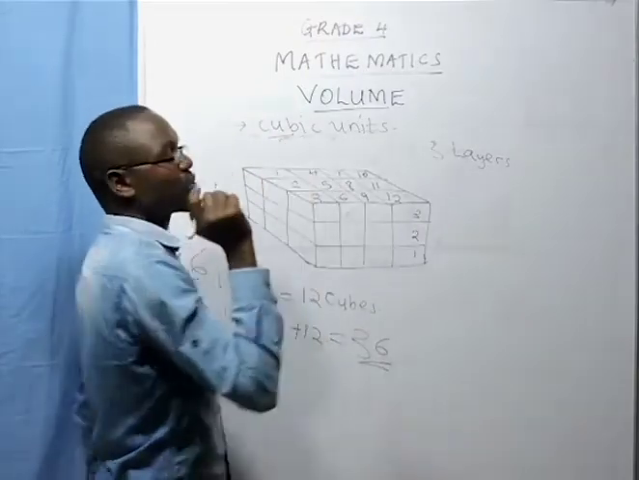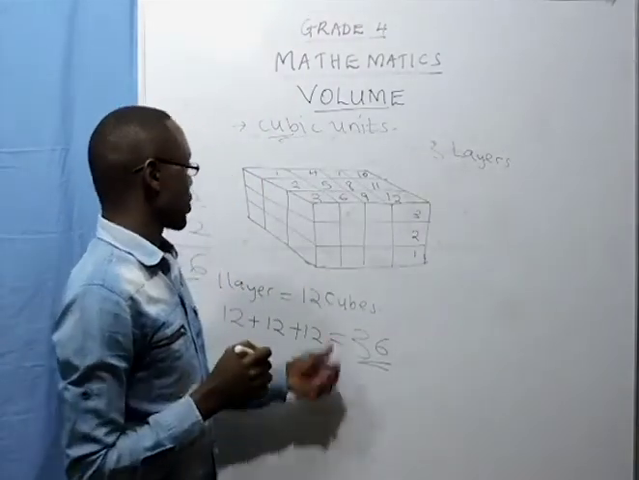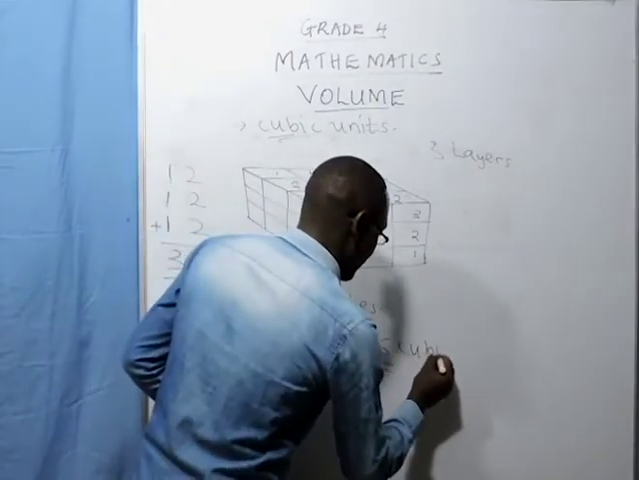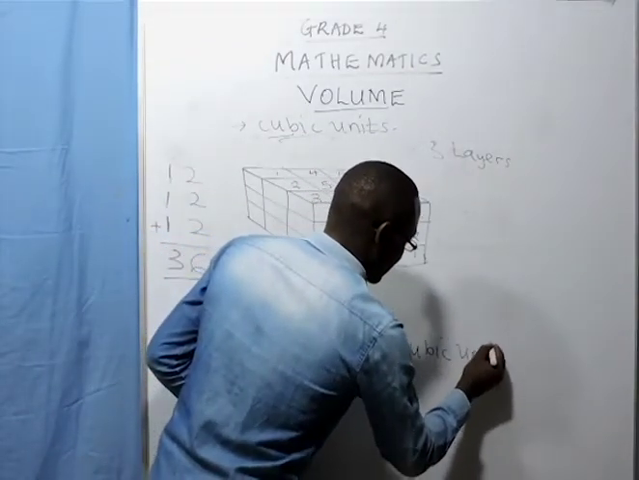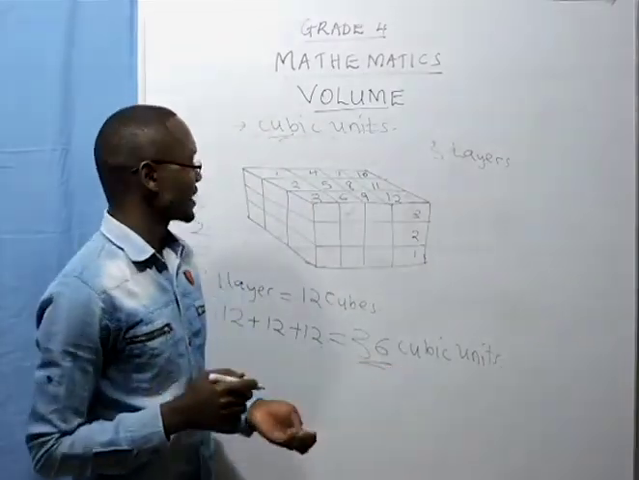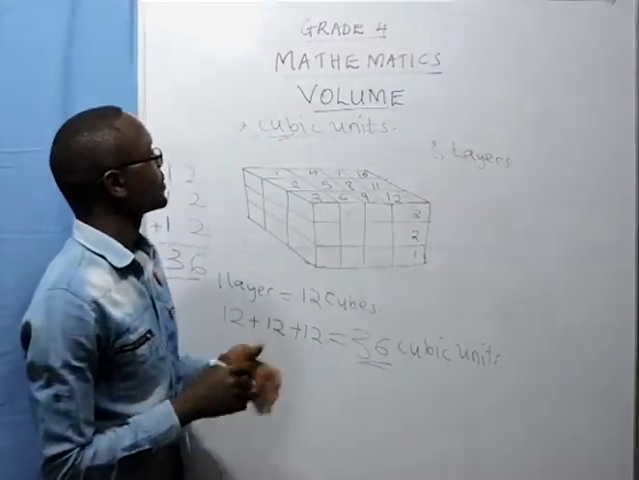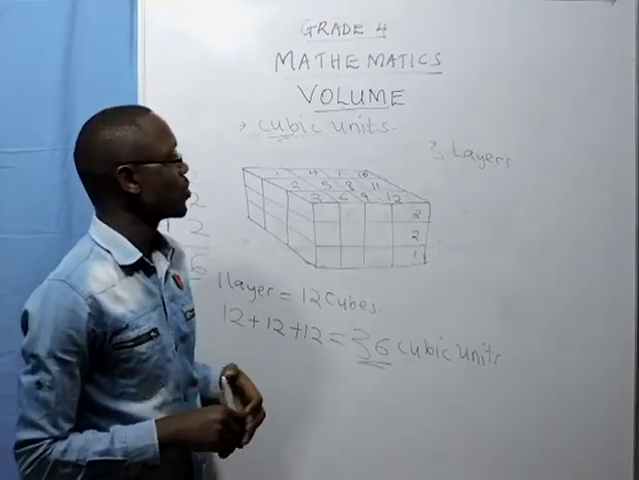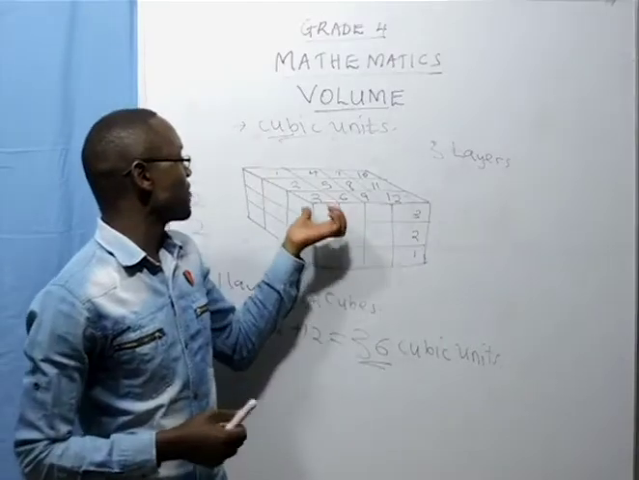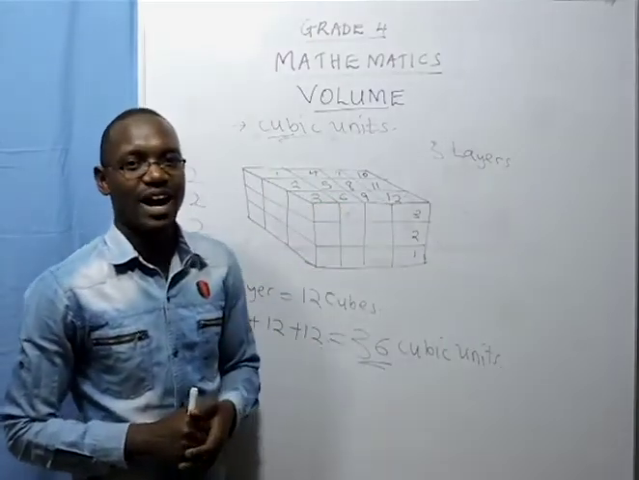Volume is given in cubic units. Why cubic? Because we are counting the number of cubes. So the volume of this cuboid will be 36 cubic units, meaning it has 36 cubes. So that is how we calculate the volume of cubes and cuboids through piling. Just count the number of layers, then count the number of cubes in one layer, then you add.